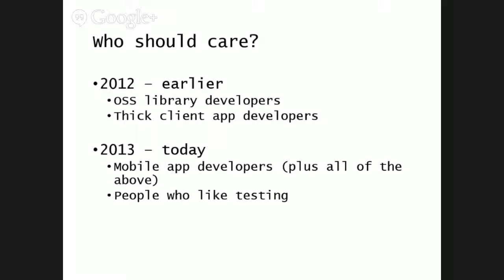So why should you care? Well, for a long time, only really OSS library developers should care, because for the longest time, portable class libraries only targeted regular .NET. They targeted Silverlight, Windows Phone, and eventually Windows Store. So basically, .NET Framework and a bunch of stuff no one really uses.